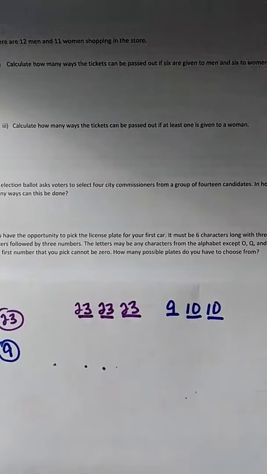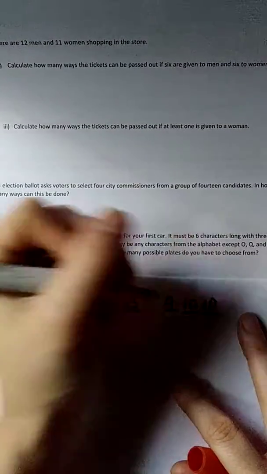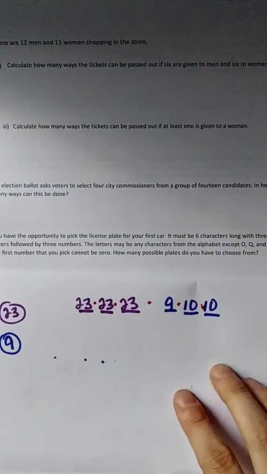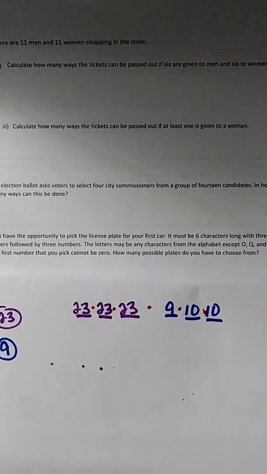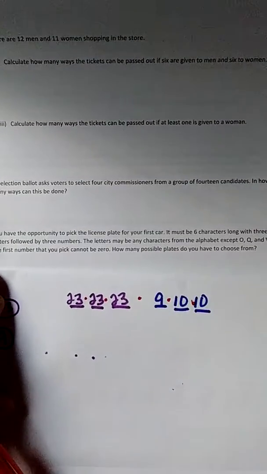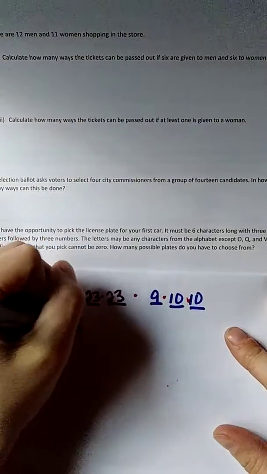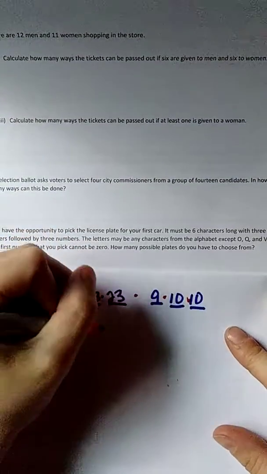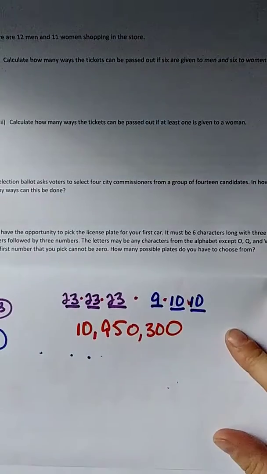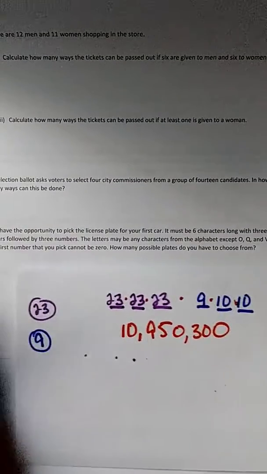So using the fundamental counting theorem, we're just going to go ahead and take all these options and multiply them together because they're all going to be happening at the same time. And when I type that into my calculator, 23 times 23 times 23 times 9 times 10 times 10, my final answer is going to be very, very large. It's going to be 10,950,300 options for my license plate. Very, very unique.